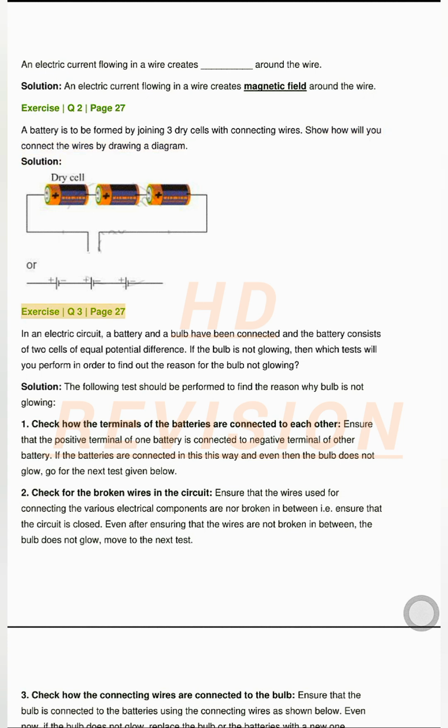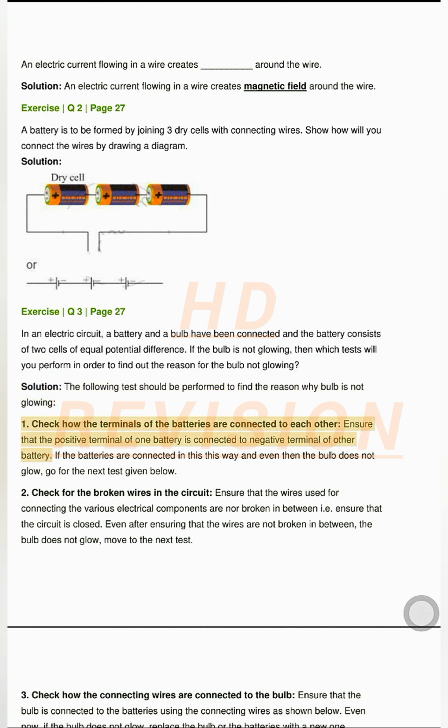Solution. Exercise Q3, page 27. In an electric circuit, a battery and a bulb have been connected and the battery consists of 2 cells of equal potential difference. If the bulb is not glowing, then which tests will you perform in order to find out the reason for the bulb not glowing? Solution. The following tests should be performed to find the reason why the bulb is not glowing.